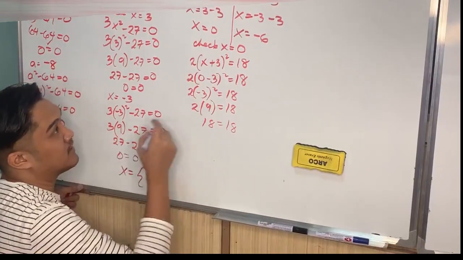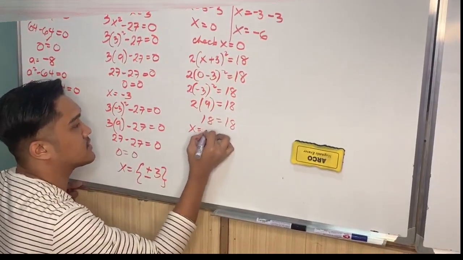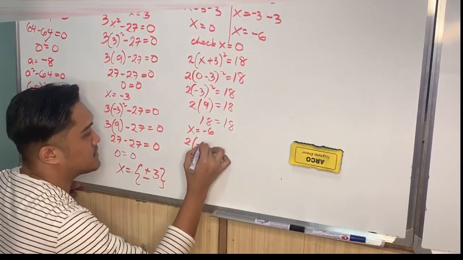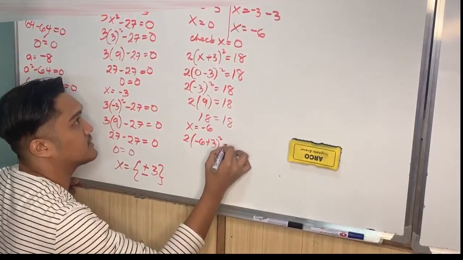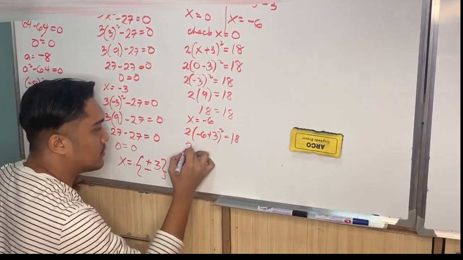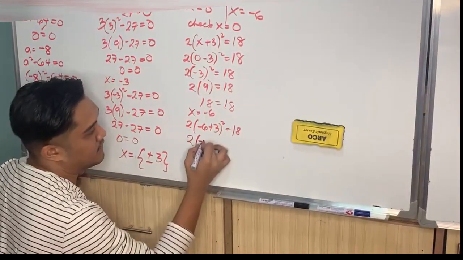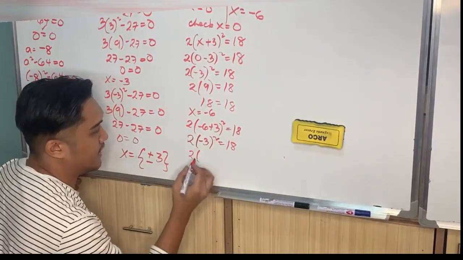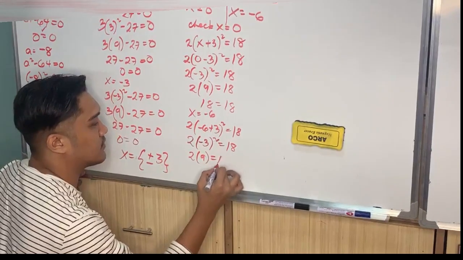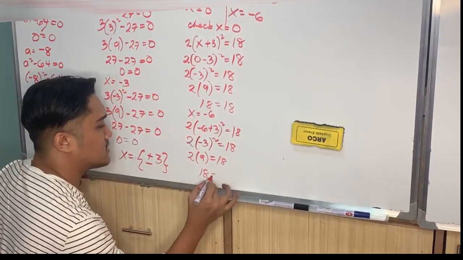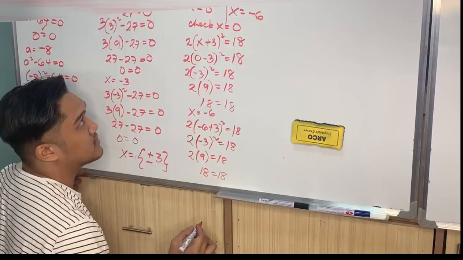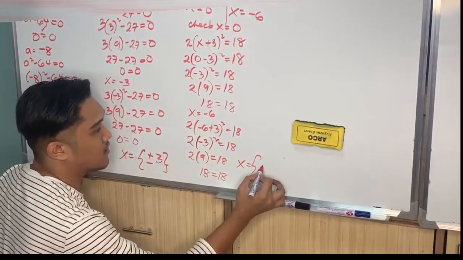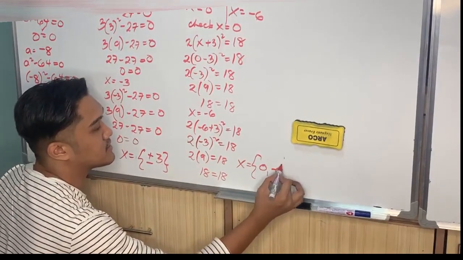Check for x equals negative 6. 2 times negative 6 plus 3 squared is equal to 18. 2 times negative 3 squared is equal to 18. So 2 times 9 is equal to 18. 18 is equal to 18. Therefore, our solution set will be 0 and negative 6.